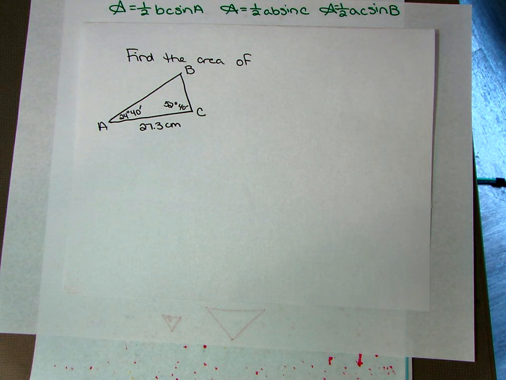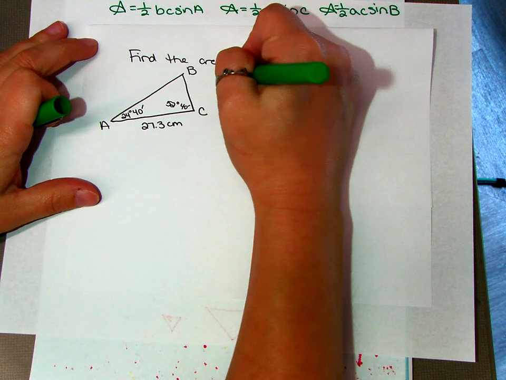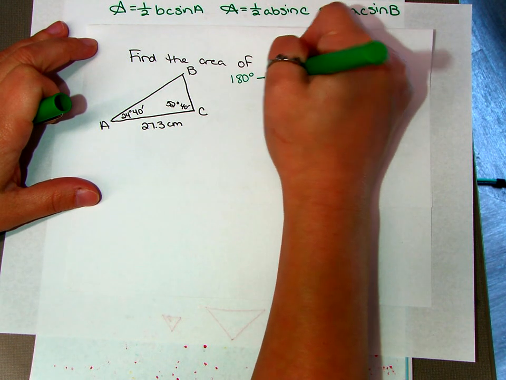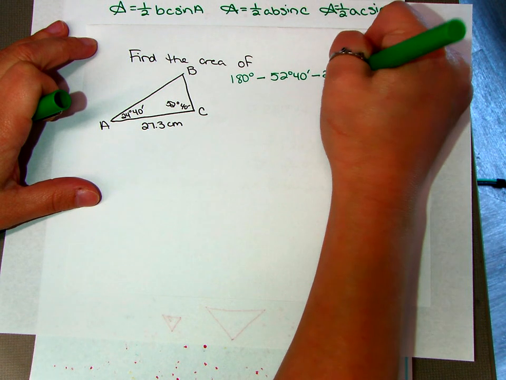We need to come up with side C, or we need to come up with side A. We've got to come up with something. I know two of my angles, so I'm going to go ahead and come up with angle B, so that way I know that information. Angle B will be 180 degrees minus 52 degrees 40 minutes minus 24 degrees 40 minutes. Again, you'll have to convert.